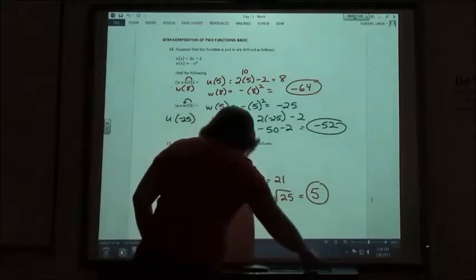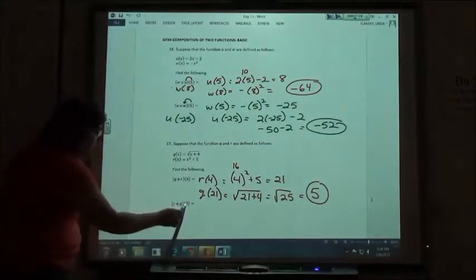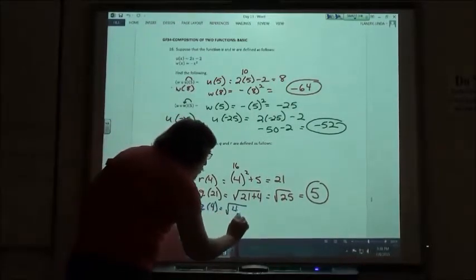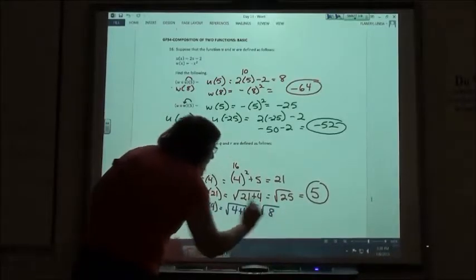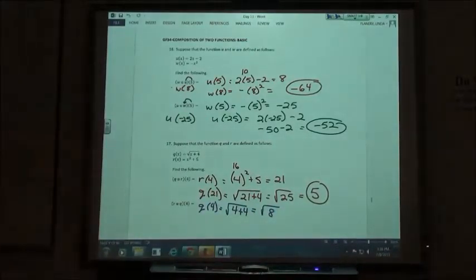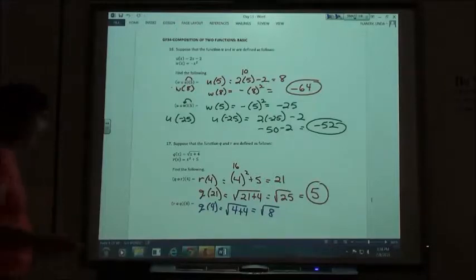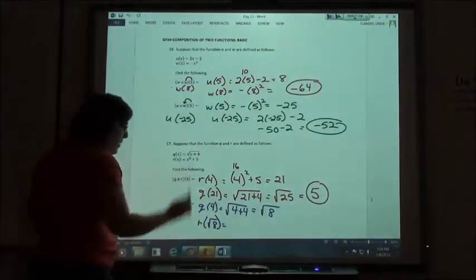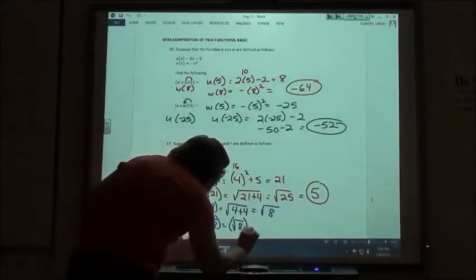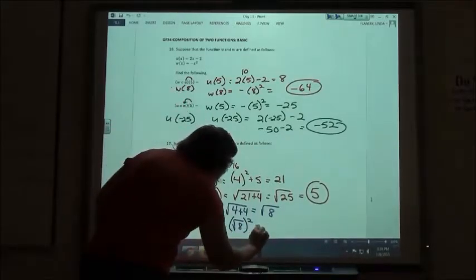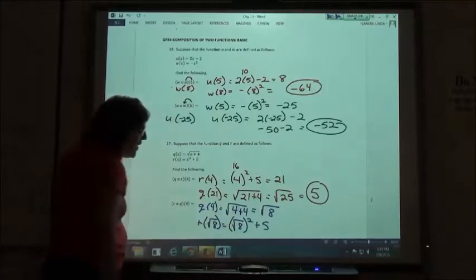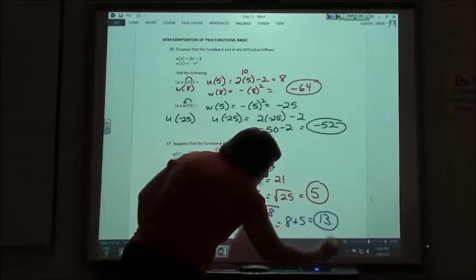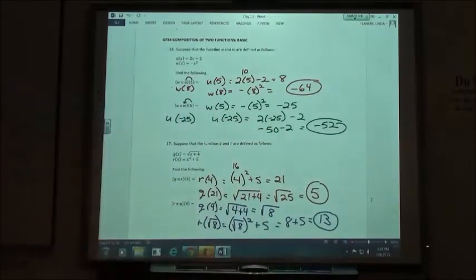Sneak the next one in here. I'm going to start with the q of 4 in this case. q of 4 means I'm doing the square root of 4 plus 4, which is the square root of 8. Now I could simplify the square root of 8, but since I'm not to the end, I'm going to leave it like that. So I'm going to do r of the square root of 8, which means I'm going to take the square root of 8 squared plus 5. Now when I square a square root, that cancels that out, so I just get 8 plus 5. So 13 is going to be my second answer.